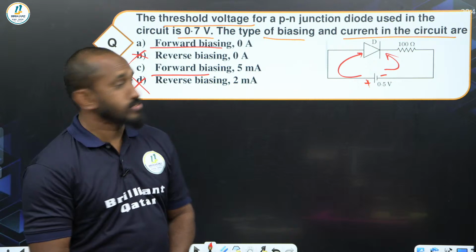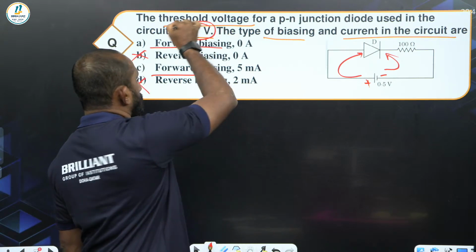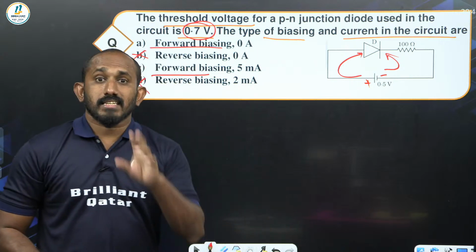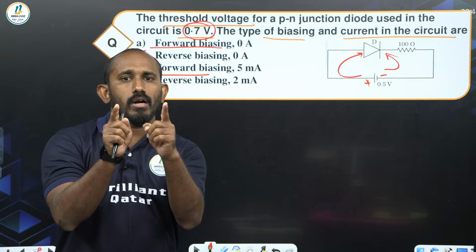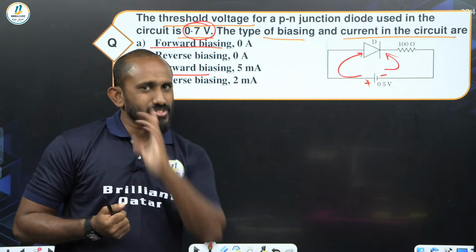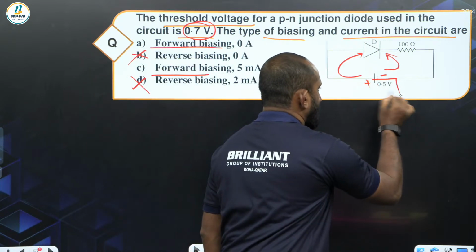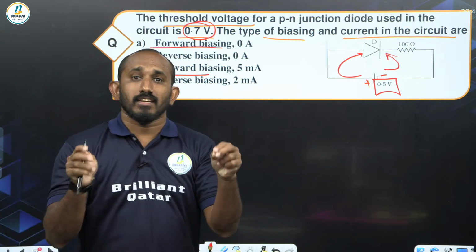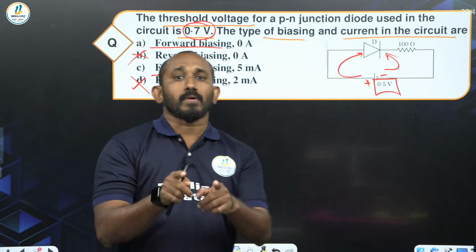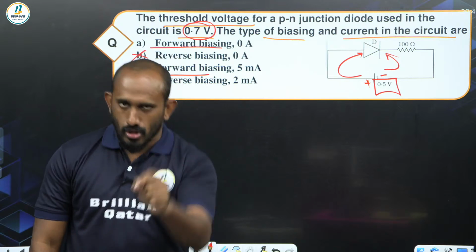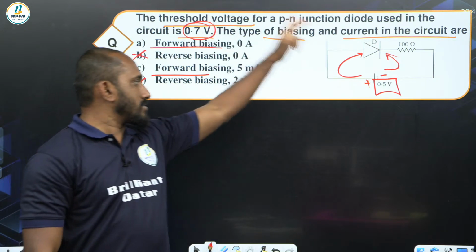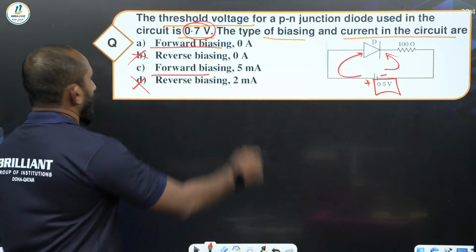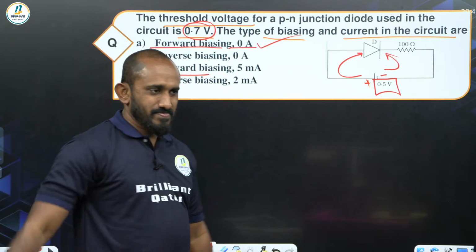Now what is the current you have to check? See, the barrier potential is 0.7 volt. Only when the external potential you give is greater than 0.7 will there be a current in the circuit. That's the logic here. See the external potential: it is just 0.5. It is not sufficient to make the majority charge carriers jump across the potential barrier, because the barrier potential or threshold voltage is 0.7 volt. It is just 0.5, so no current passes through the circuit. 0 ampere is the current. Option A is the correct answer.